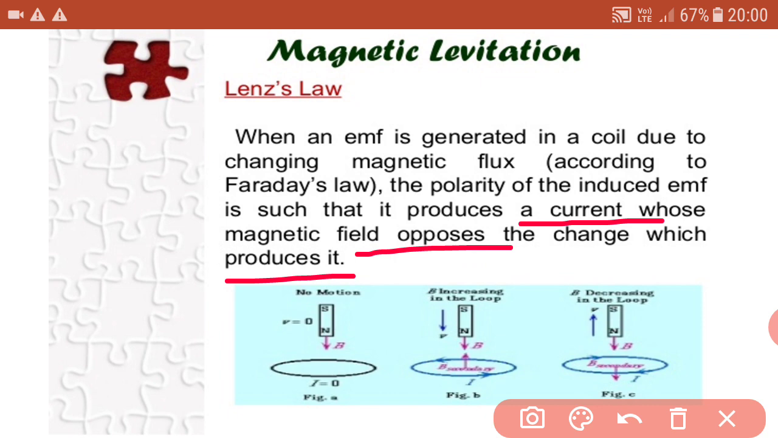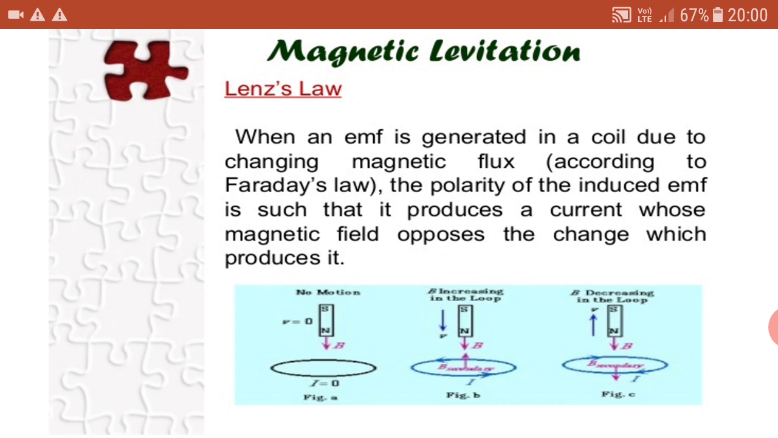What will be the polarity of the induced EMF? It will be such that it produces a current whose magnetic field opposes the change which produces it. So this is Lenz's law. It means the direction of the induced EMF will be such that the current's magnetic field opposes the change producing it.